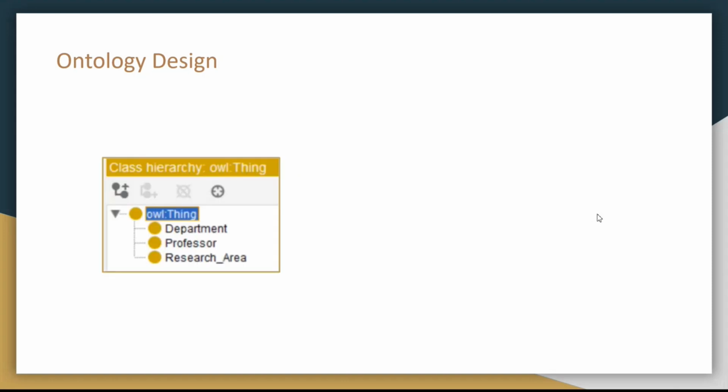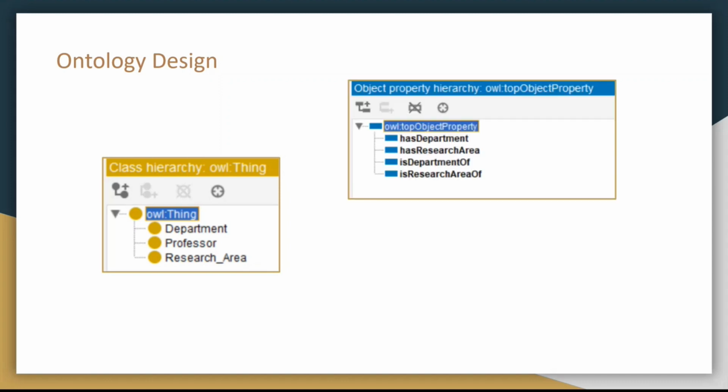Next, we proceed to design the ontology. We declare 3 classes: department to include all the departments, professor class to include all the professors, and research class to include all the 35 research areas. We also declare 4 object properties: has department with its inverse is department of, and has research area with its inverse is research area of.